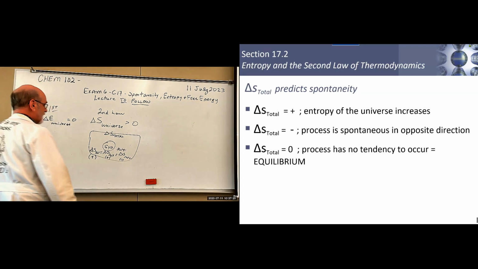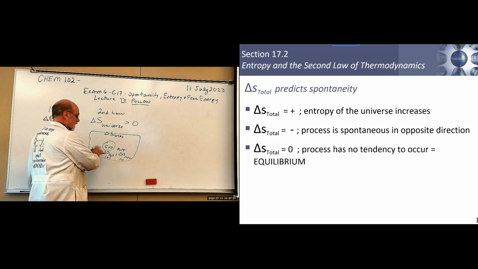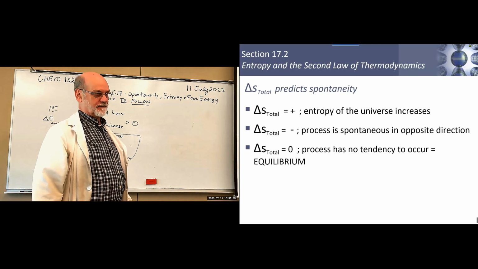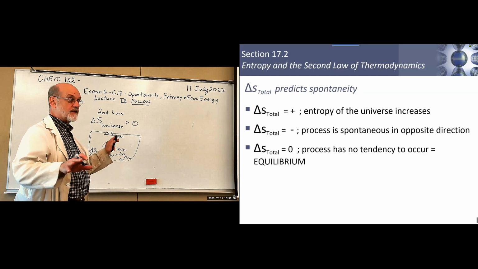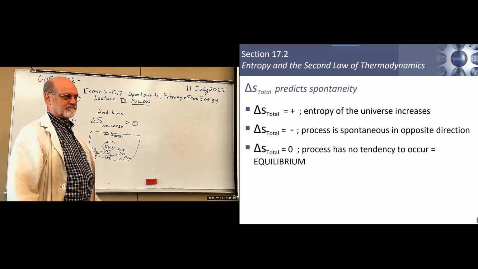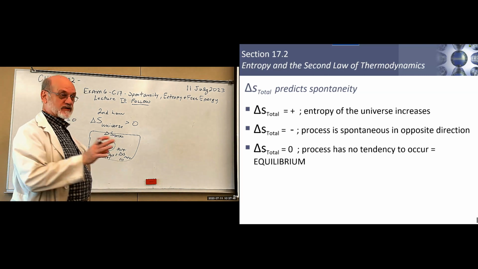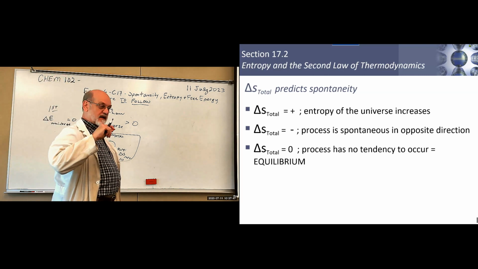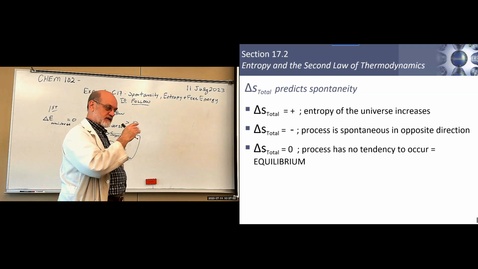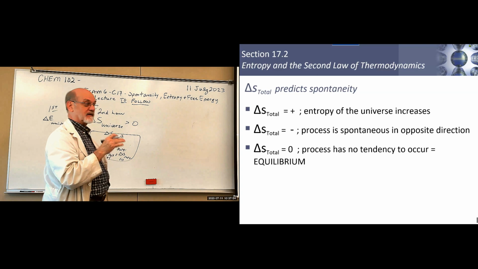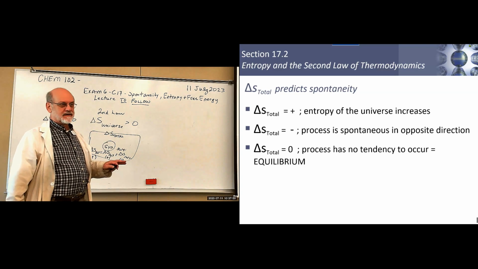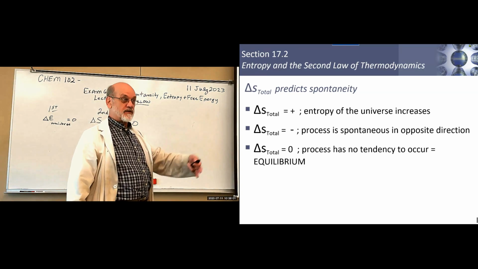Now, if this total is zero, then we have something we've already studied called equilibrium. In that case, there's nothing apparently happening. But we know from experience and from studying that an equilibrium has processes that are going backwards and forwards. The reaction is proceeding forward and backward at the same rate. But there's no change in entropy as a consequence of those processes.